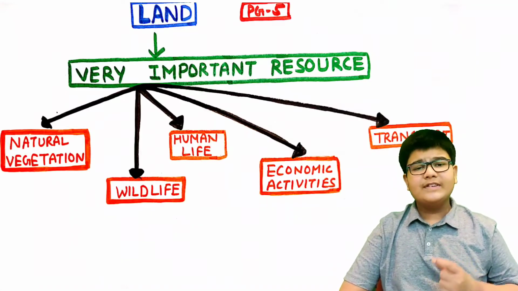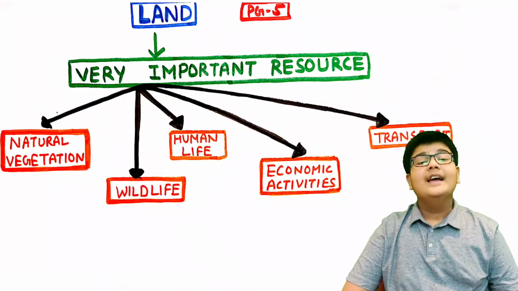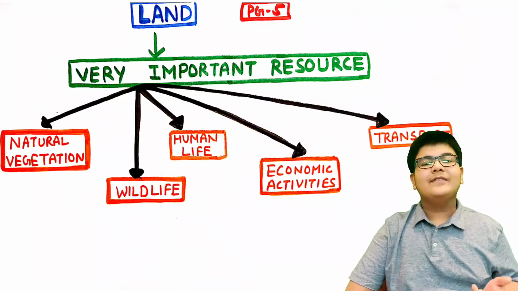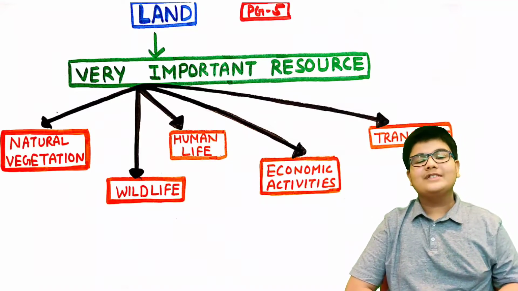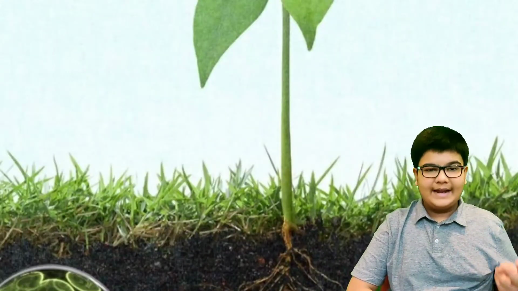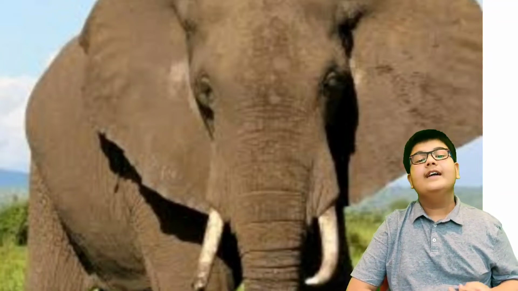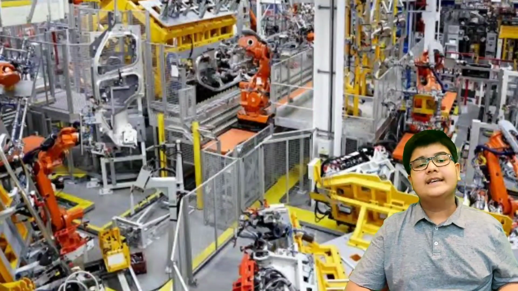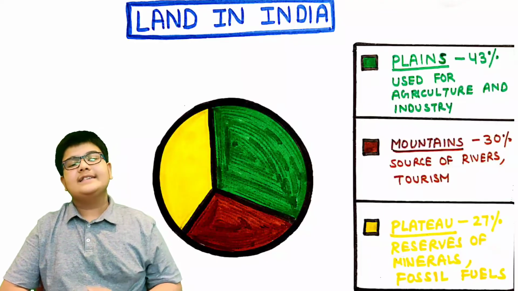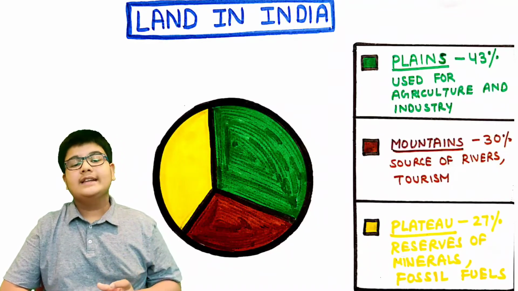Now let us understand the land resources. So land is obviously a very important resource. Obviously, if there was no land, then where would we live? Not in the air, of course. So land supports natural vegetation, wildlife, human life, transport, communication, various economic activities, etc. Now let us understand the land resources in our country.